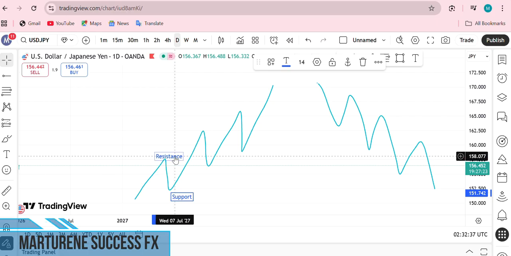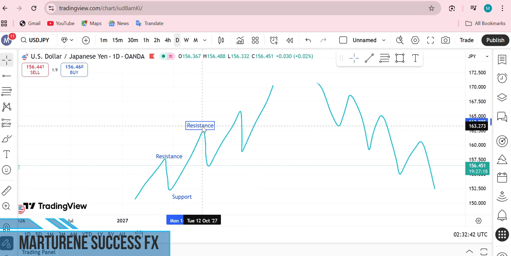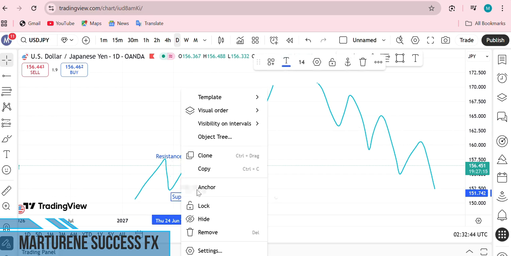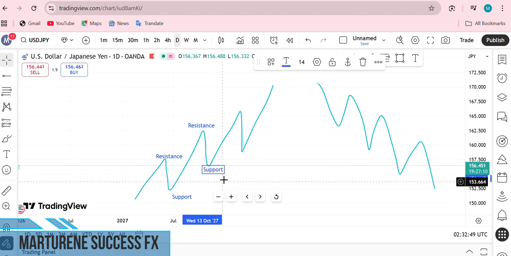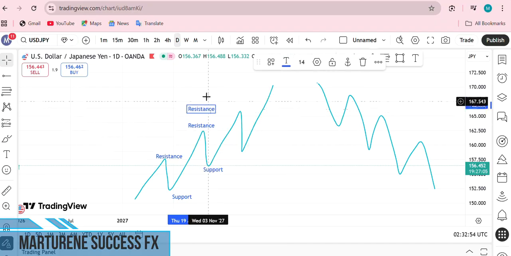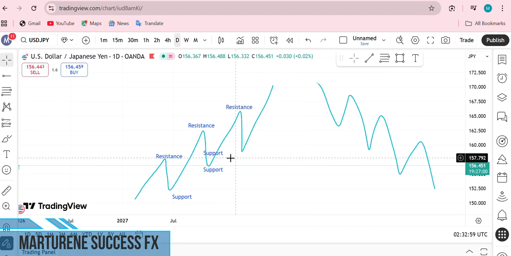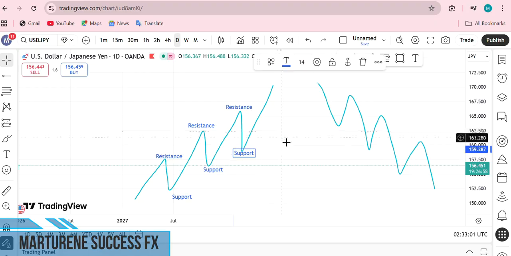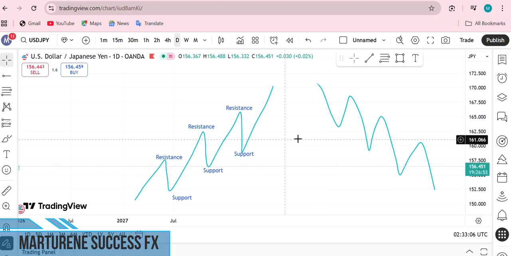So this is the highest point reached, resistance, the lowest point, support, the highest point, resistance, the lowest point, support. Coming this other way, when the market is going down, the highest point reached up is what we call resistance.